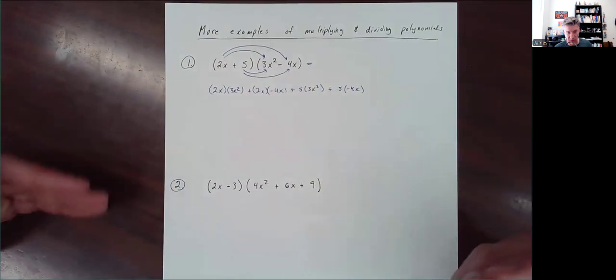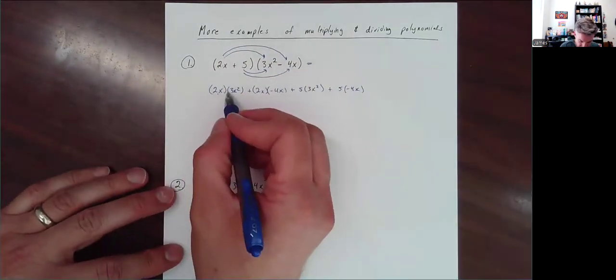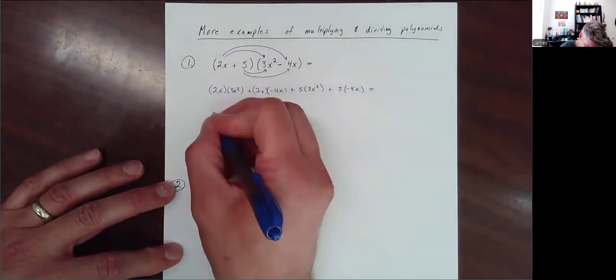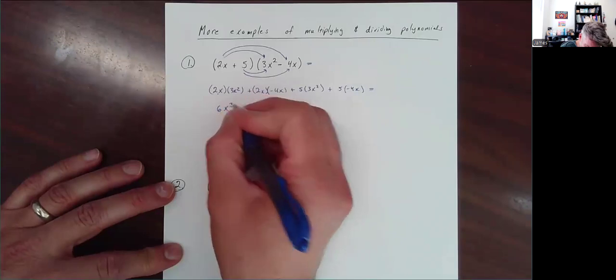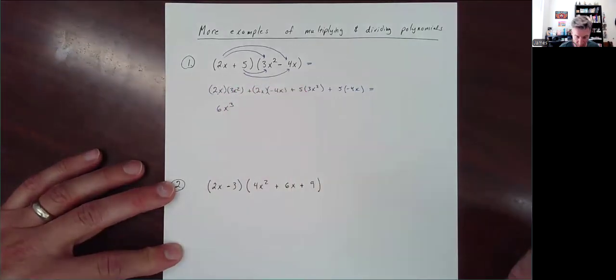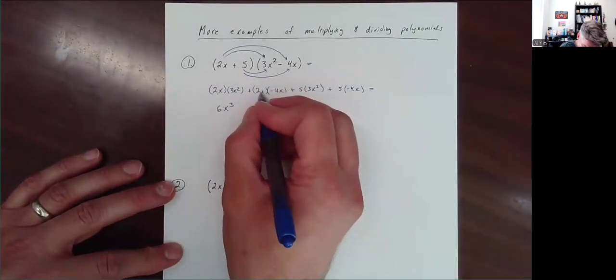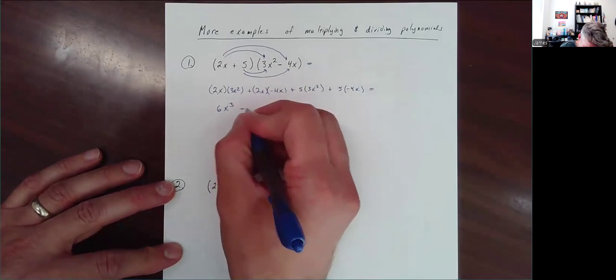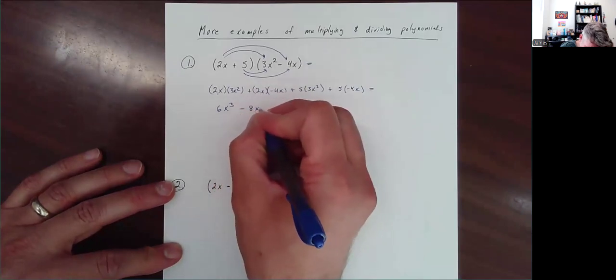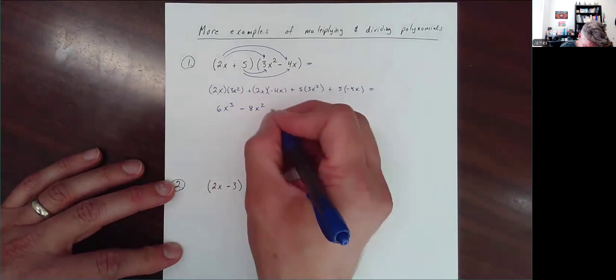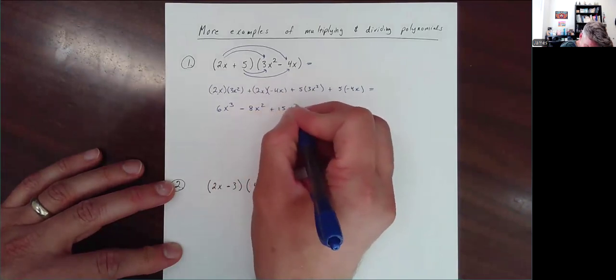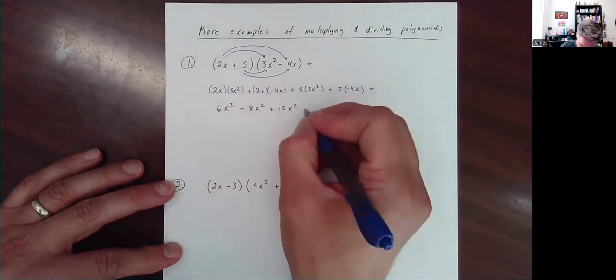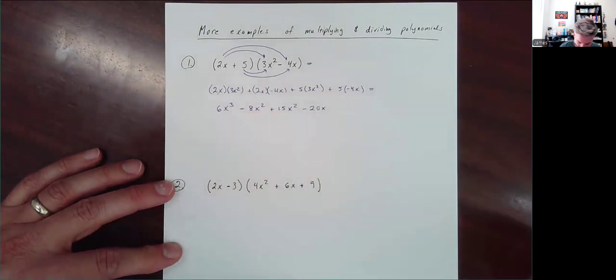Normally we'd just do the multiplication. So instead of writing 2x times 3x squared, I would write 6x cubed, right? Because that's x to the first times x squared, which is x to the third. And then here, the 2x times negative 4x is going to give me a negative 8 times x squared. 5 times 3 is 15x squared. And finally, 5 times negative 4x is going to be minus 20x.